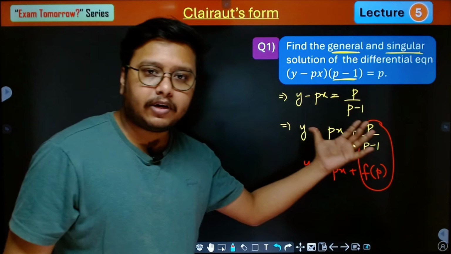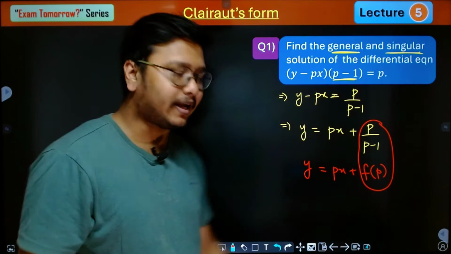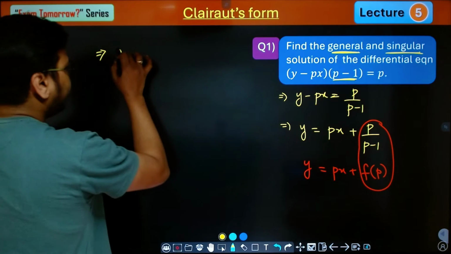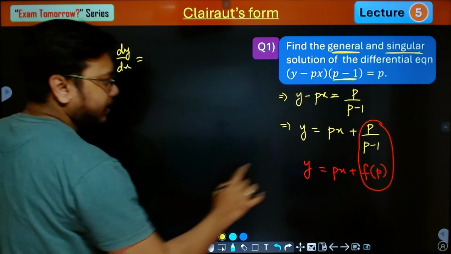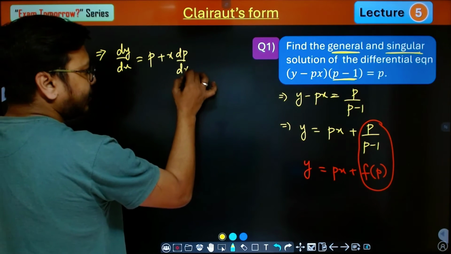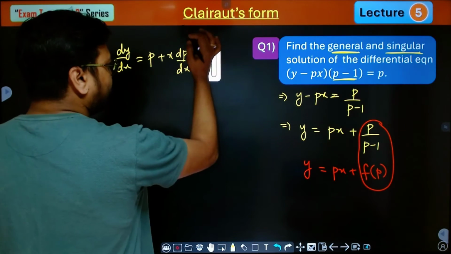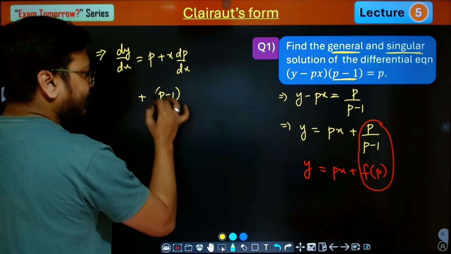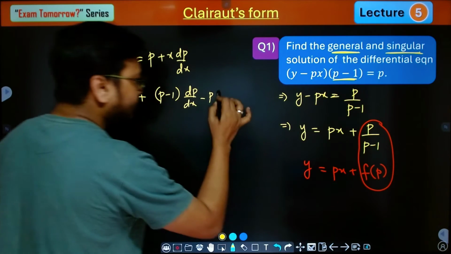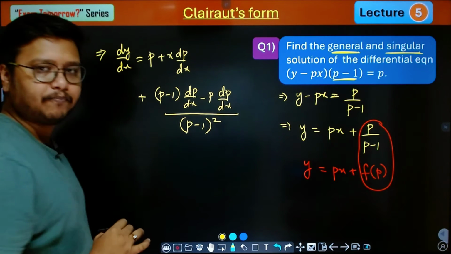The moment we have got it in our required format, now the process is we have to differentiate this both sides with respect to x. So differentiating this both sides with respect to x, dy/dx equals px, we will do a product rule, so p plus x dp/dx, and then we have to do a division rule for the p by p minus 1 part, so that would be p minus 1 derivative of p, that would be dp/dx, minus p into derivative of p minus 1, that would be again dp/dx, divided by (p minus 1) whole square, right?